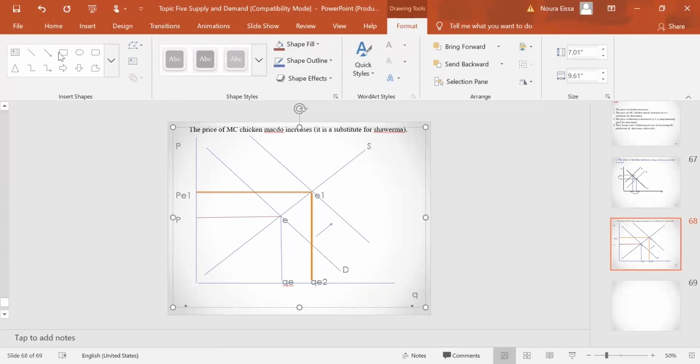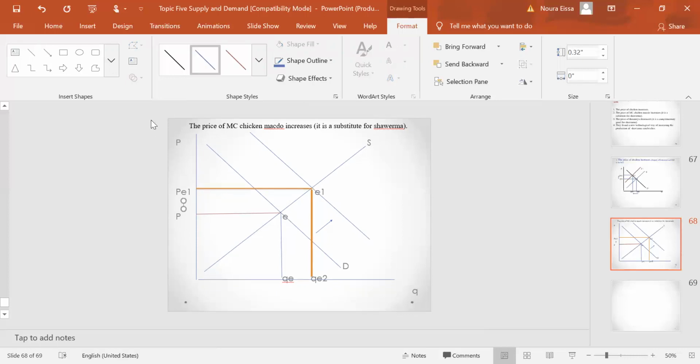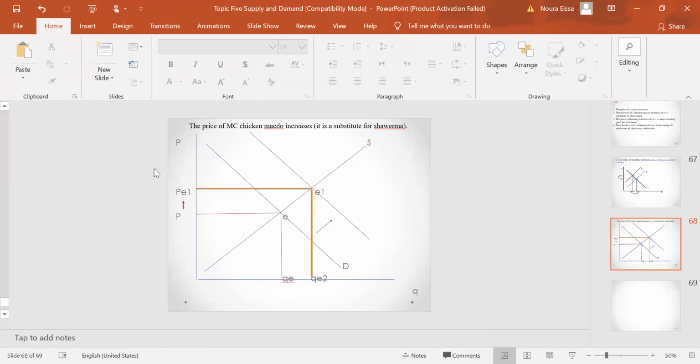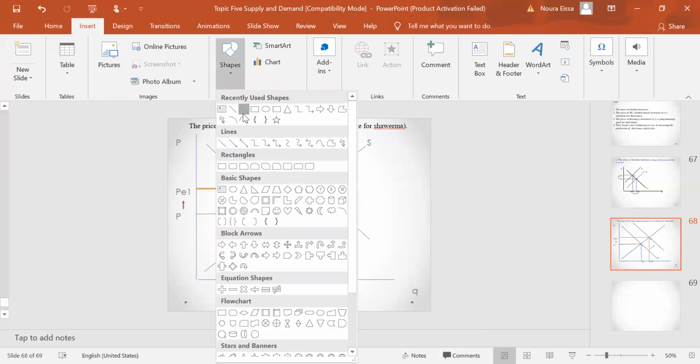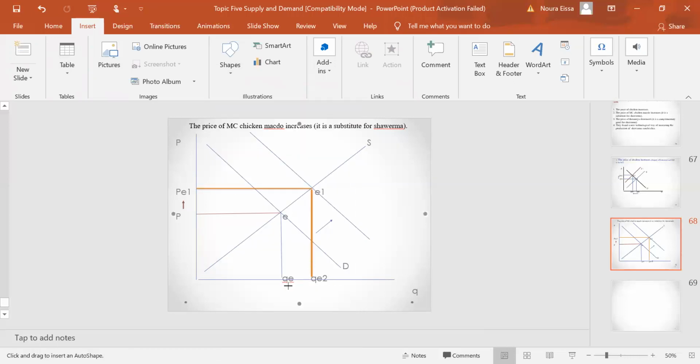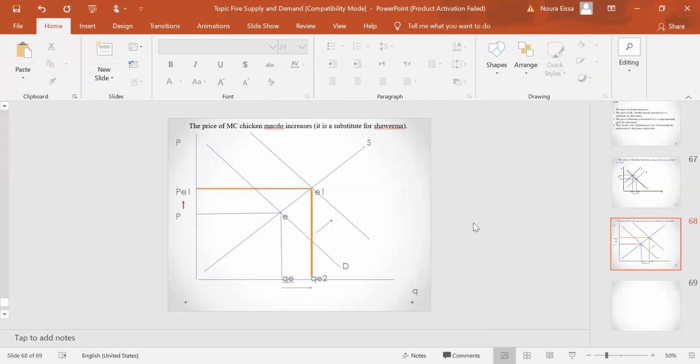Okay, what happened to your price? It's increased. All right. What happened to your quantity? It increased. But can we explain this in words? What's happening here? Now you have an increase in demand because the price of chicken McDo increased. So people now are buying more shawarma.